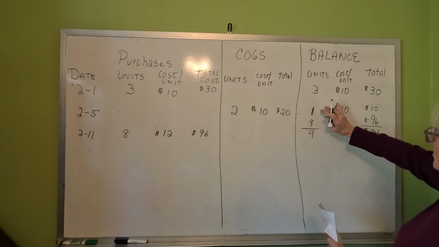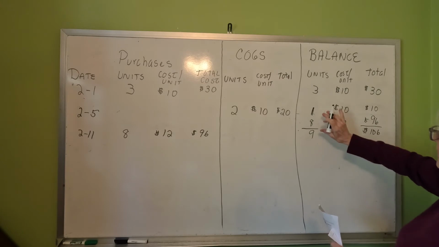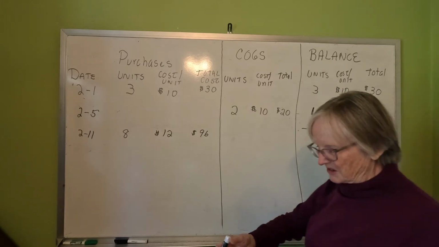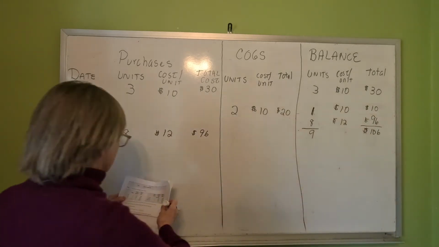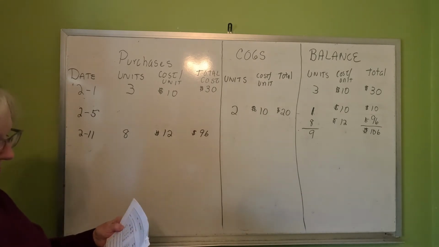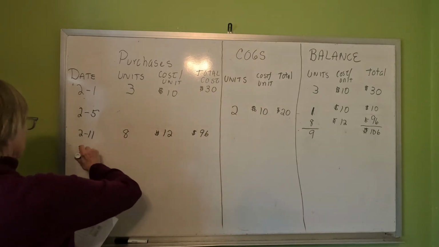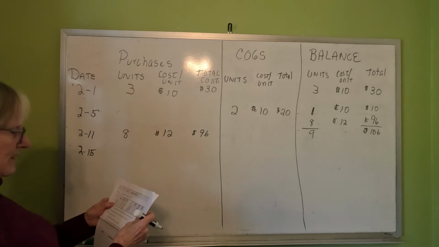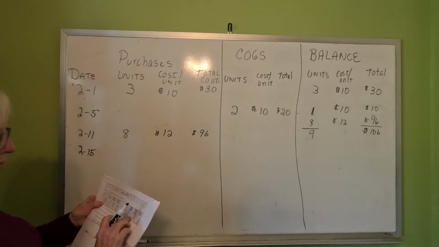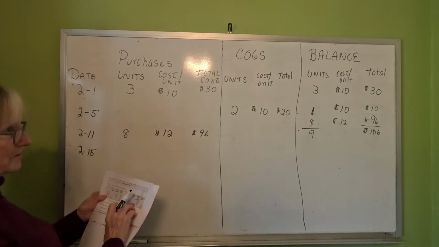We've got 2 layers: 1 at 10, 8 at 12. Okay, so that was the 11th. Now we have to see what's our next date. It's the 15th. And what happened on the 15th? On the 15th, we sold 6 units.